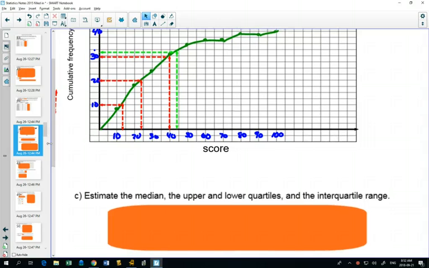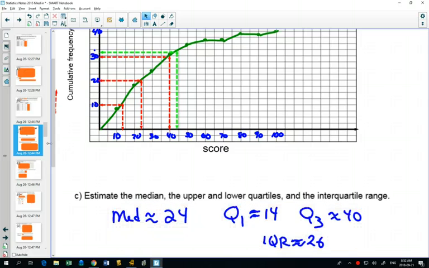Well, the median would be at 20 since we have 40 students. Technically, it would be at 20.5. But for an estimate, 20 is fine. So according to my graph, I got quartile 1 to be 14, quartile 3 to be 40, interquartile range to be 26. Were your numbers similar? Close?